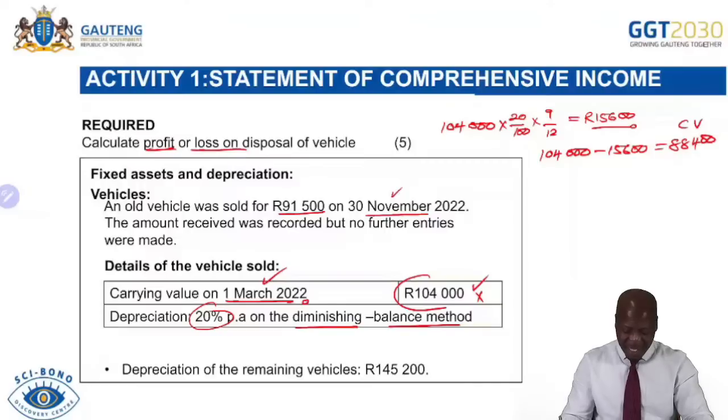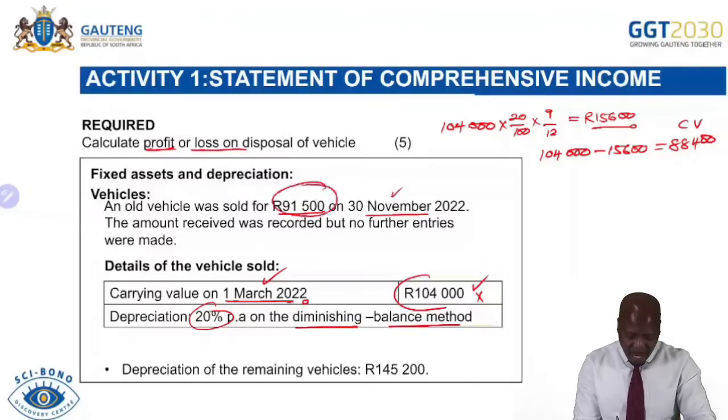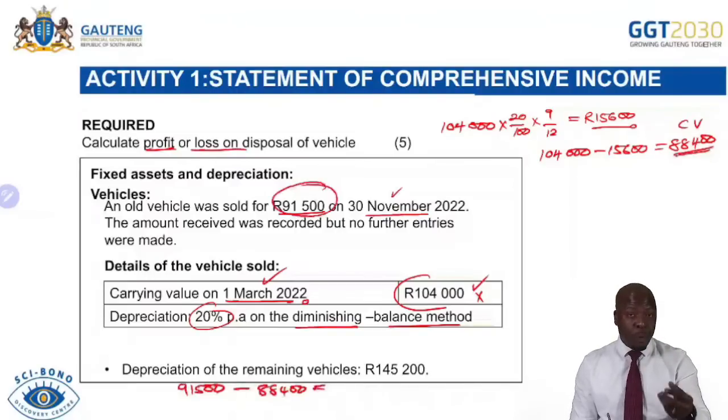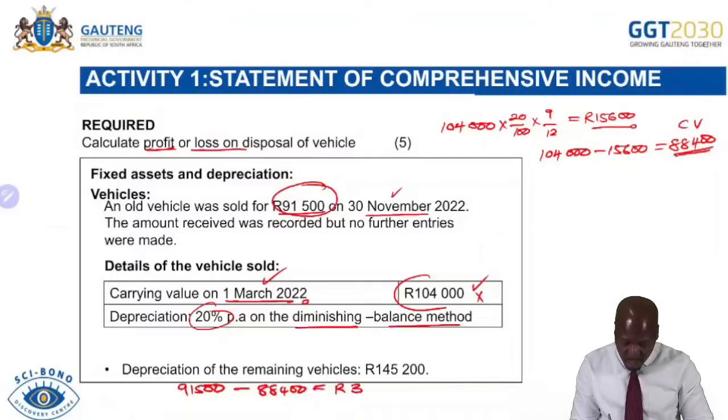But how much are we selling it for? We are selling it for 91,500. All right? So if we're selling it for 91,500, we're getting 91.5 for an asset that is worth 88.4. That means we are getting more than what it is worth. If we're getting more than what it is worth, therefore it is profit. And the difference here is 3,100. This becomes your profit. Are we together?